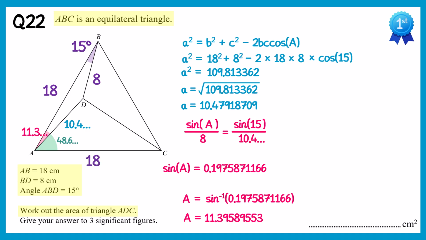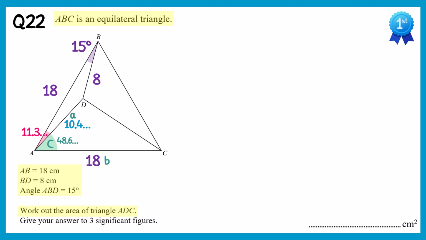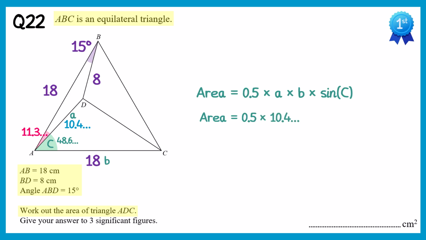We can now focus on the triangle ADC, which we're trying to find the area of. We can label the 10.4 and so on as lowercase a, the side from A to C, which is 18, as lowercase b, and the angle in between them as capital C, and then use the formula half ab sine C. So the area is a half times a times b times sine of C. So we just need to substitute these numbers in. So it's 1/2 times a, which was the 10.4 and so on, times b, which is 18, and times sine of capital C, which was the 48.6 and so on.